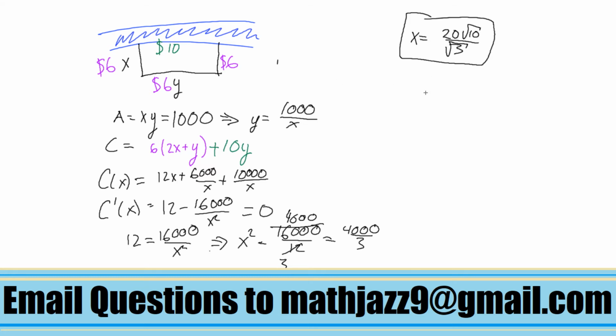And we want to know the dimensions. That'll give us y equals 1,000 over 20 root 10 over 3, which is going to be 300 over 2 square root 10, or 150 over the square root of 10, which we can actually still simplify to 15 square root 10. That'll work.